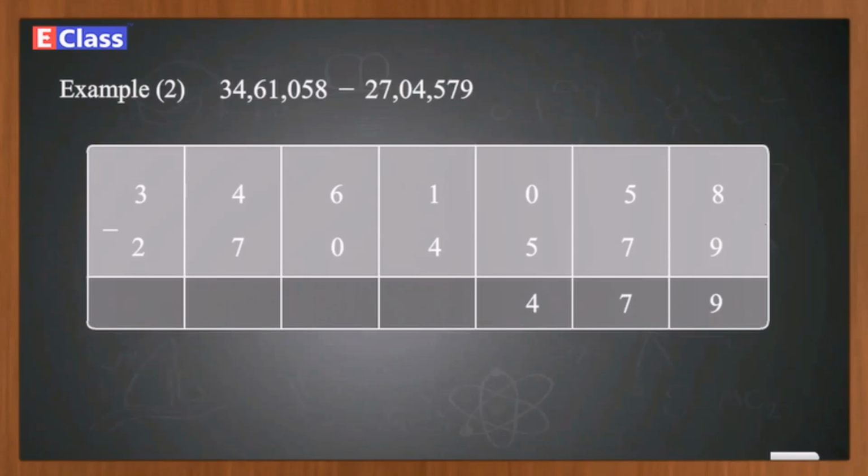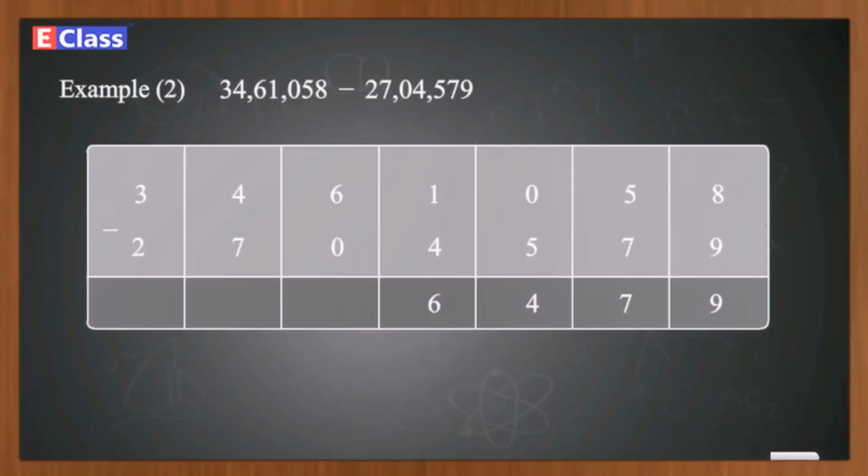Now, we subtract 10,000's place. In 10,000's place, the remaining number is 5 10,000s. Now, we have to subtract 0 10,000s from it. Therefore, 0 10,000s subtracted from 5 10,000s, we get the remainder as 5 10,000s.